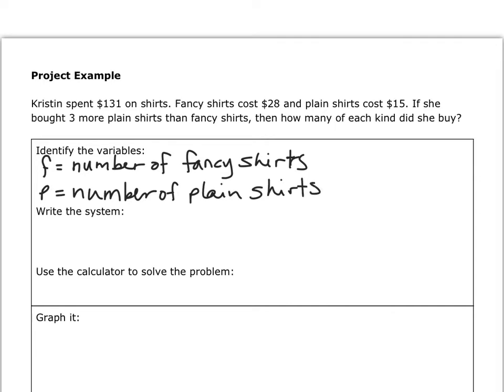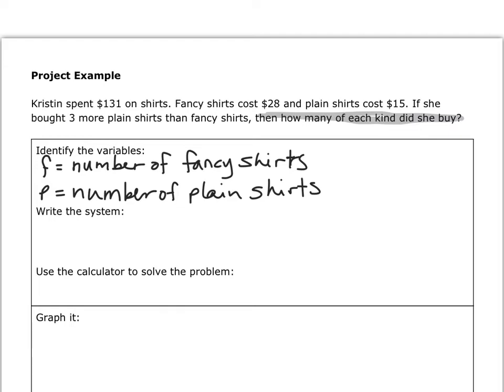All right, if you're unsure of what your unknowns are, go look at the question. It says, how many of each kind did she buy? Each kind of what? Each kind of shirt. And I picked this problem intentionally because it's a little more vague, because I said, how many of each kind did she buy? So my unknowns are the kinds of shirts, okay? So I don't know how many fancy, and I don't know how many plain shirts Kristen bought. So far, so good? Okay.